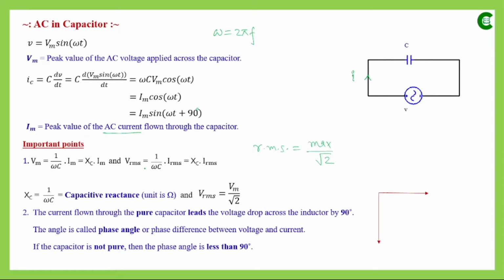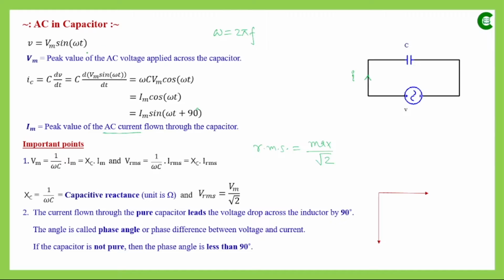That means we can say that the RMS value of the voltage and the RMS value of the current are also related by this relationship, just as the maximum values of voltage and current are related. And here also 1 by omega C is the measure of capacitive reactance. So if one of the quantities, be it voltage or current, is known to us, then the other value can be easily found from this relationship.